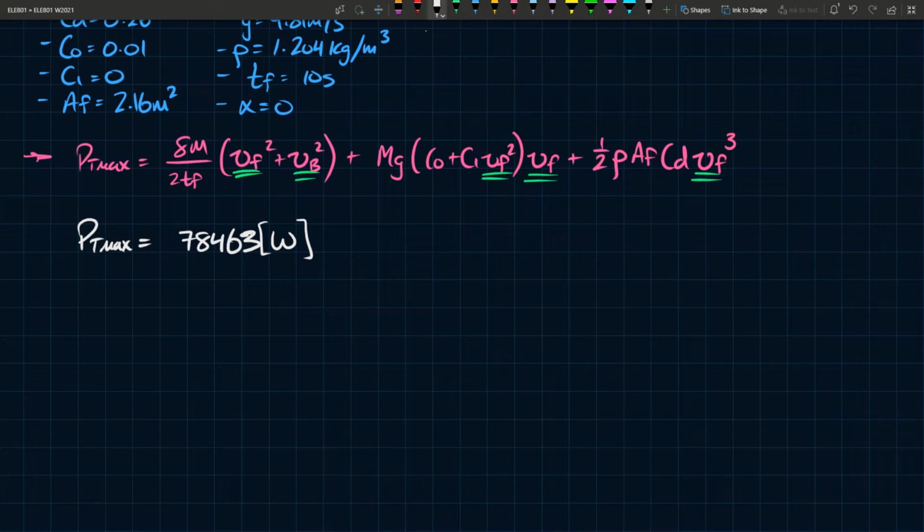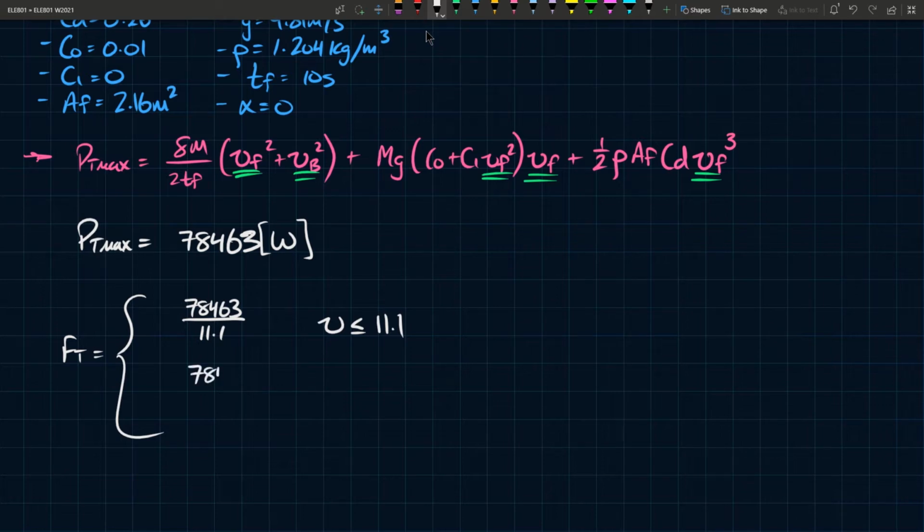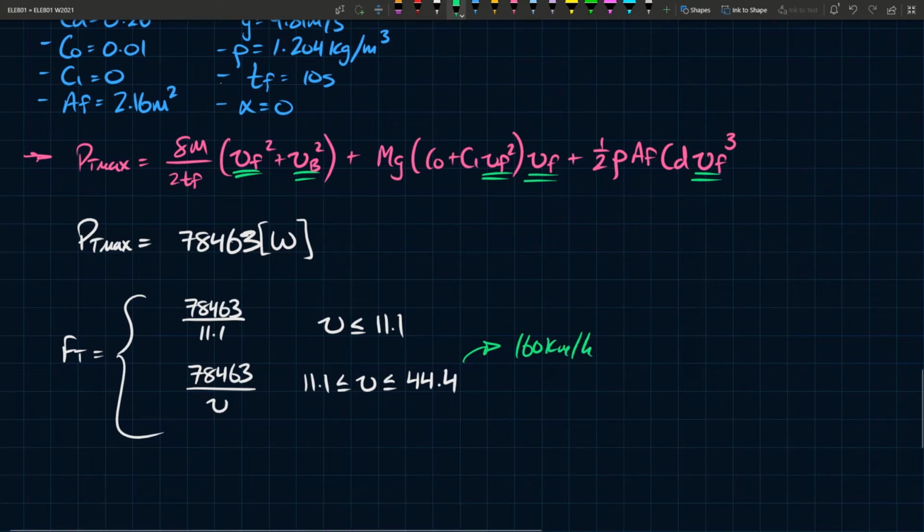Based on this P_T max, you can determine what your force profile should look like. In the constant force region, the force is 78463 divided by 11.1, which is the base speed, and this is true for V less than or equal to 11.1. In the constant power region, you'll have 78463 divided by V, for speeds greater than 11.1 and less than 44.4, and this 44.4 is 160 kilometers an hour, because that's what it says Vmax is.